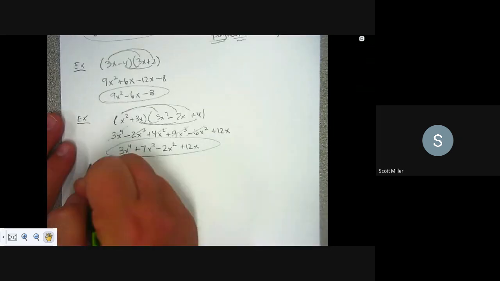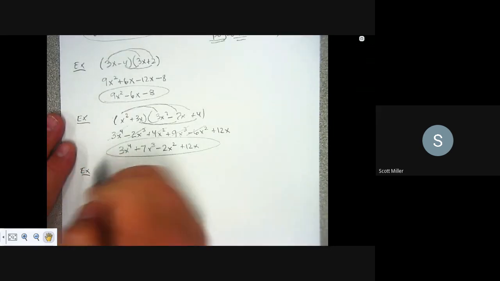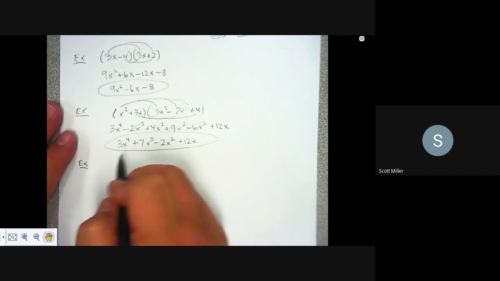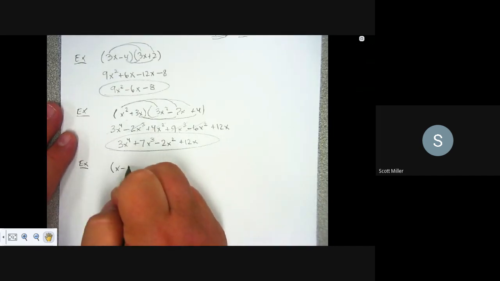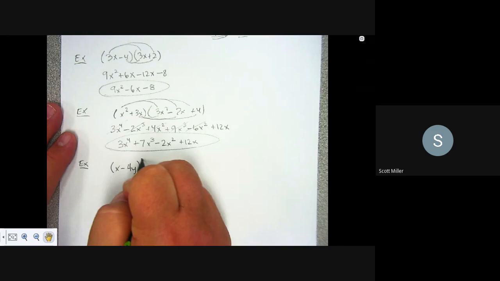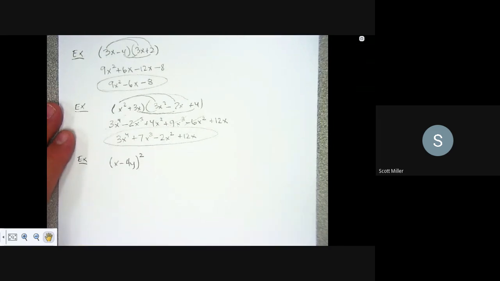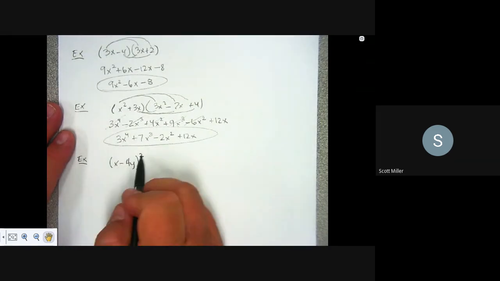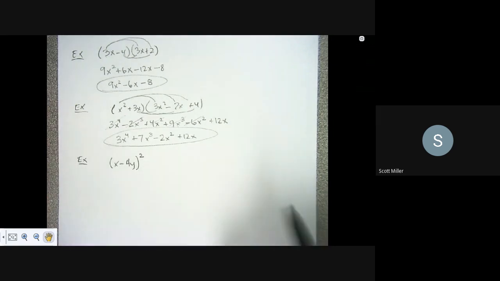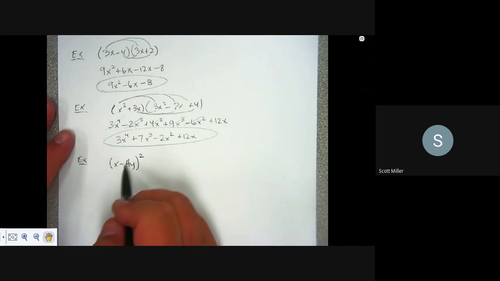Now, here are some special things that happen that you need to be aware of so you know how to handle them when they do occur. What does this mean? So this is a binomial, and they put a squared up here. So, and I asked you to multiply this out. What do I have to do? Well, you have to do what this means.